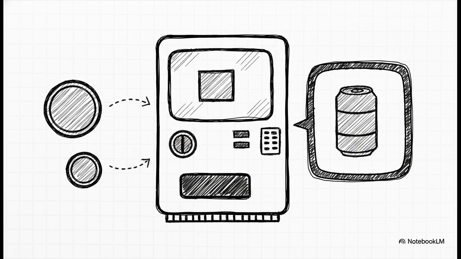So let's set the scene. We've got a really simple vending machine. It only takes nickels and dimes, and everything costs 15 cents. The big question is, how does it keep track of the money you've put in?